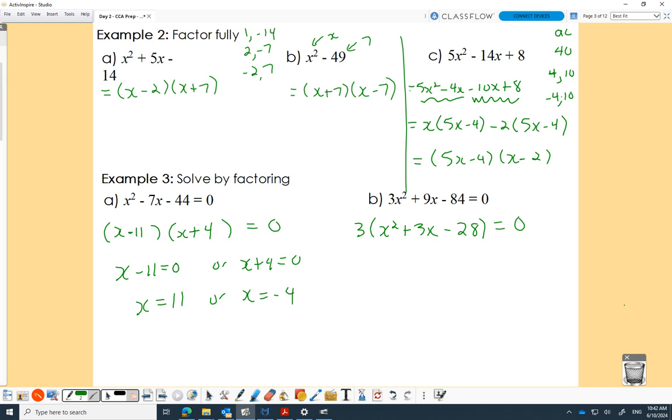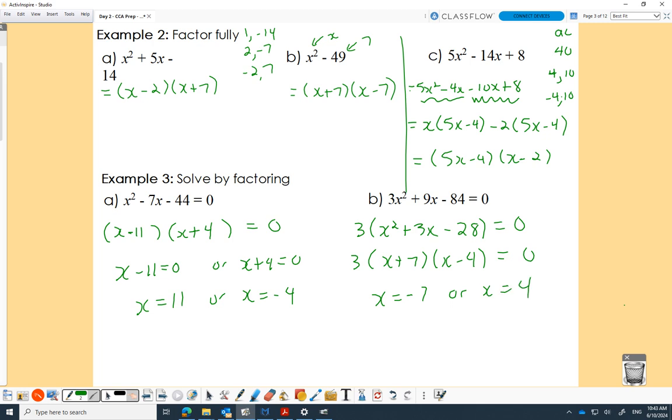You don't have to go through all the steps of crazy decomp here. You can just go 3, x plus 7, x minus 4, because those are the two numbers that multiply to negative 28 but add to 3, and then I get my two answers, x equals negative 7 or x equals 4.